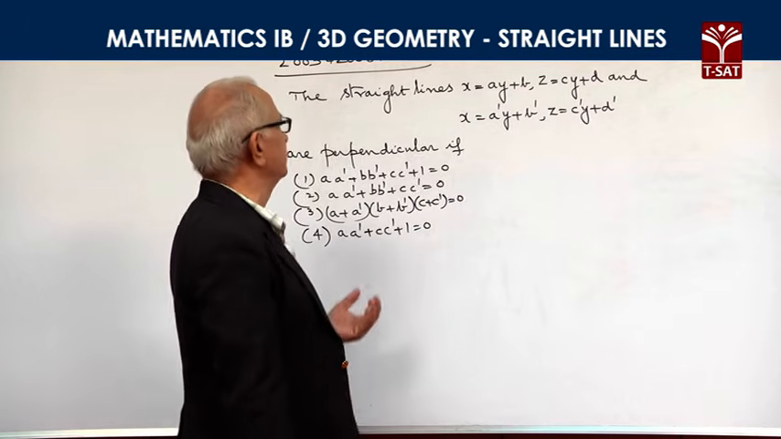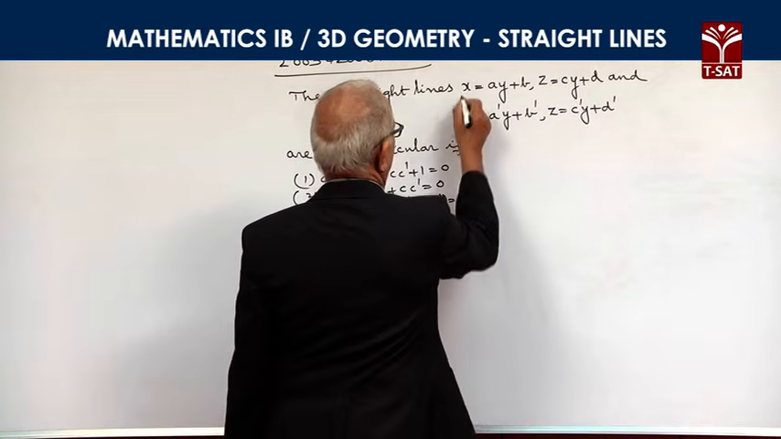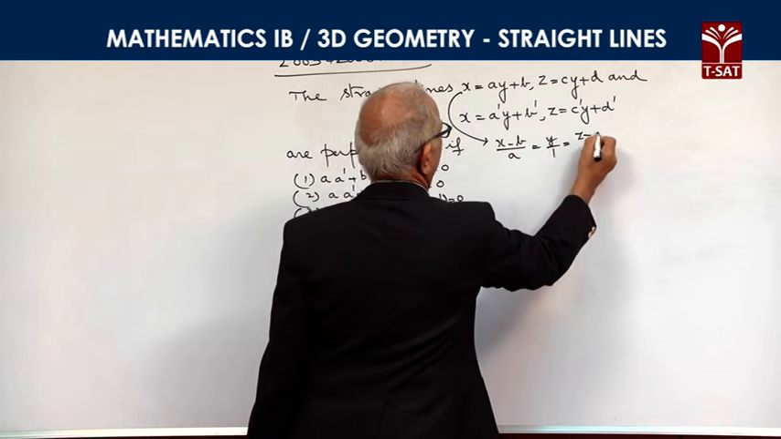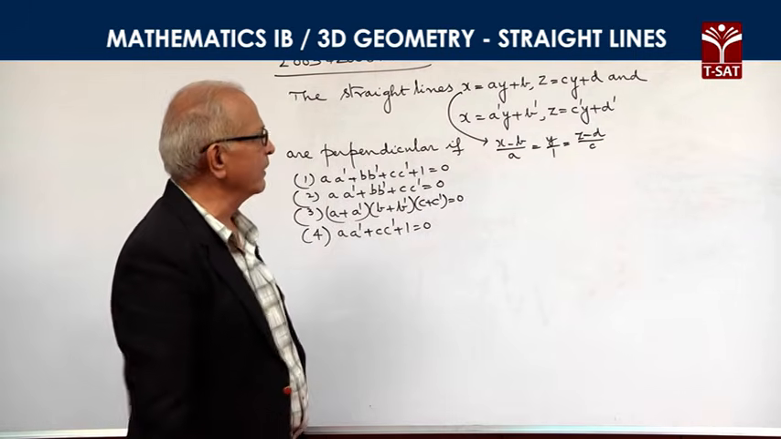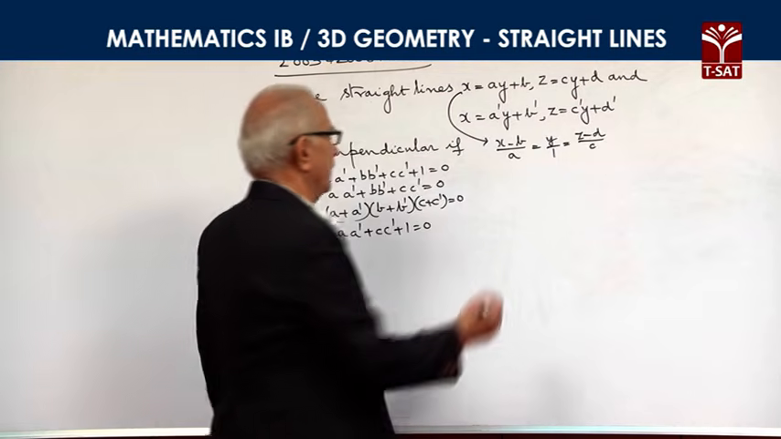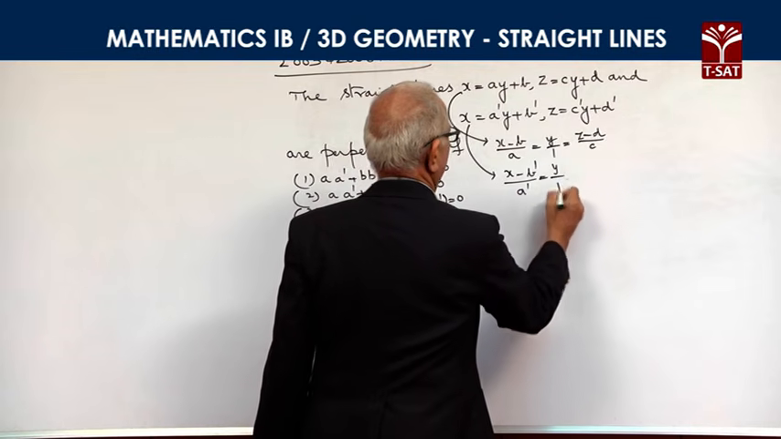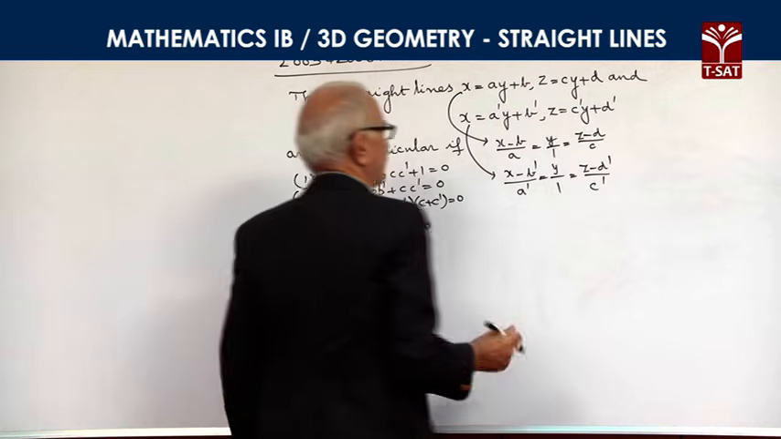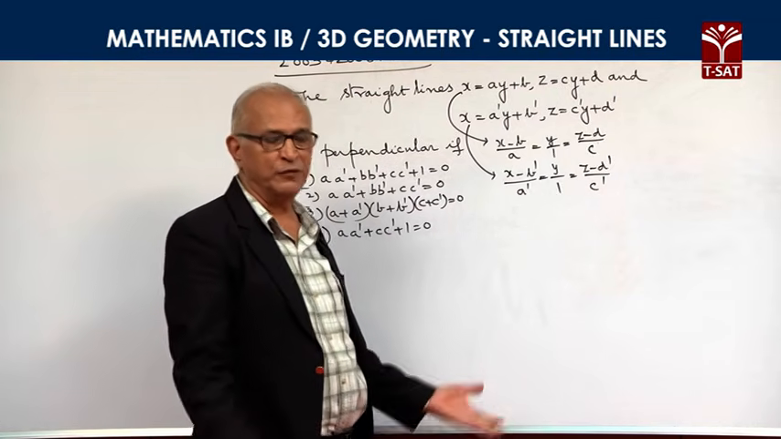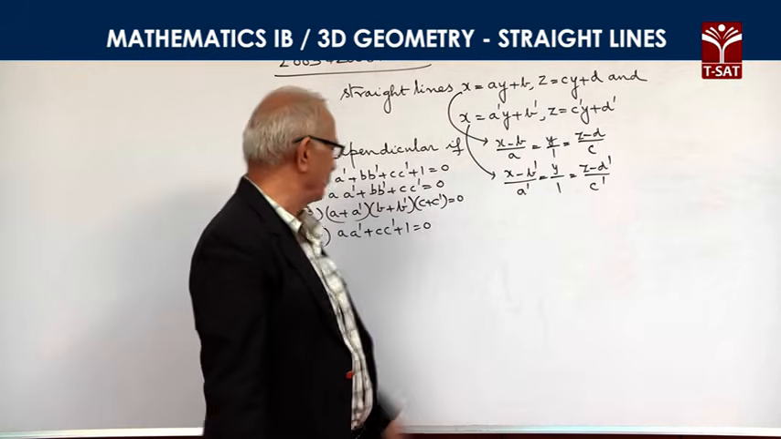So the condition for perpendicularity of these two lines, well, it's desirable to express the equations in the symmetric form. So the first line is x minus b by a equal to y by 1 equal to z minus d by c. That is the symmetric form of the first line. The second line is the same except that a, b, c, d are replaced by a dash, b dash, c dash and d dash. So the second line is x minus b dash by a dash equal to y by 1 equal to z minus d dash by c dash. The first line is parallel to the vector a, 1, c and the second line is parallel to a dash, 1, c dash. Therefore the condition for these two lines to be perpendicular is aa dash plus cc dash plus 1 equal to 0, which is option 4.